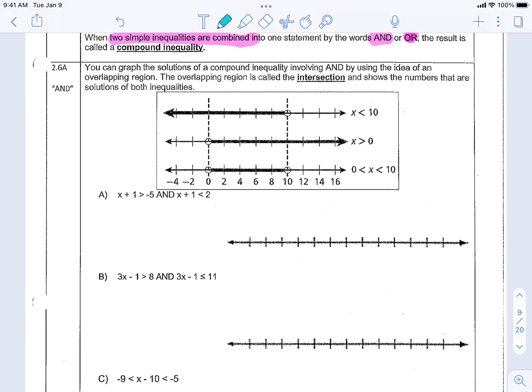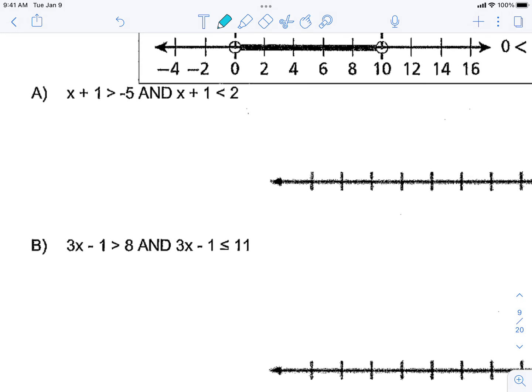So let's look at A. Notice we have two separate inequalities. We are going to solve them the exact same way. For the first part, I'm going to subtract 1 on both sides. You see the word "and." That tells me this is an "and" inequality. It's very important to bring down that word "and," because that'll remind us this is an "and," not an "or."